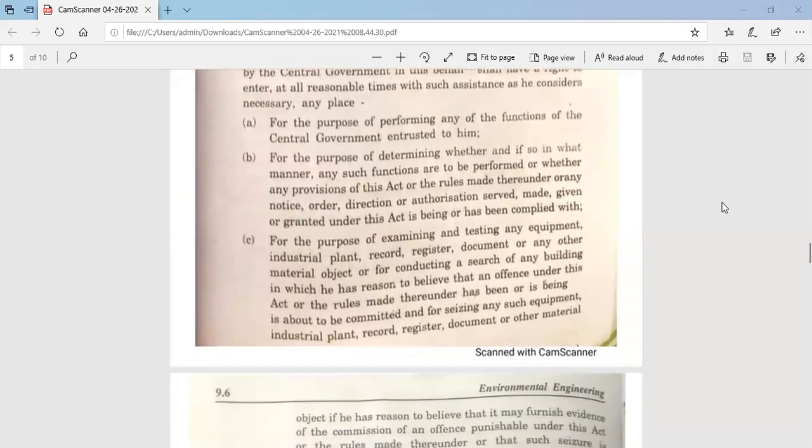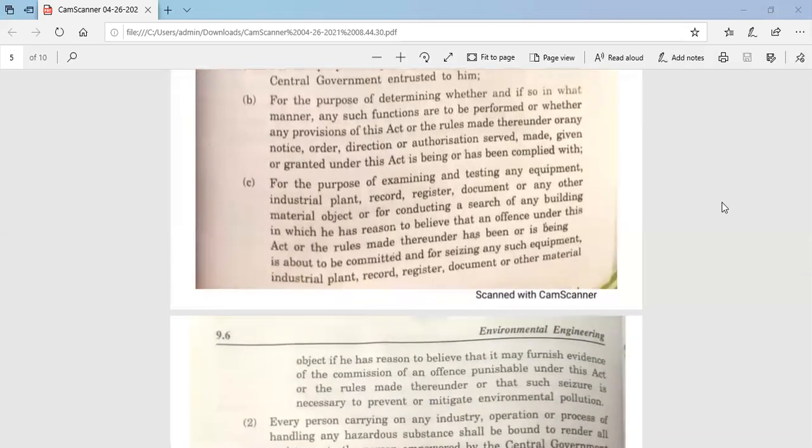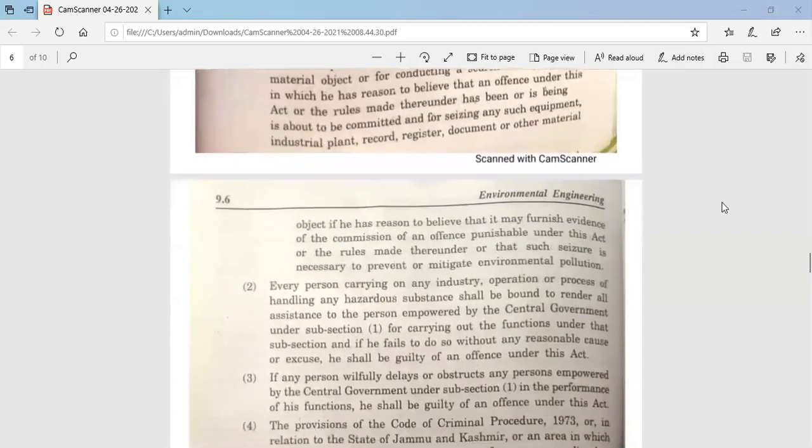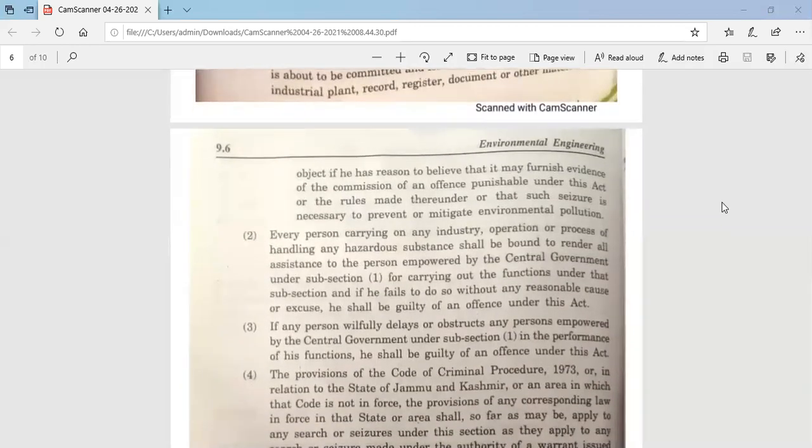Now, third, for the purpose of examining and testing any equipment, industrial plant, record, register, document, or any other material object, or for conducting a search of any building in which he has reason to believe that an offense under this Act or the rules made thereunder has been or is being or is about to be committed, and for seizing any such equipment, industrial plant, record, register, document, or other material object if he has reason to believe that it may furnish evidence of the commission of an offense punishable under this Act or the rules made thereunder, or that such seizure is necessary to prevent or mitigate environmental pollution.